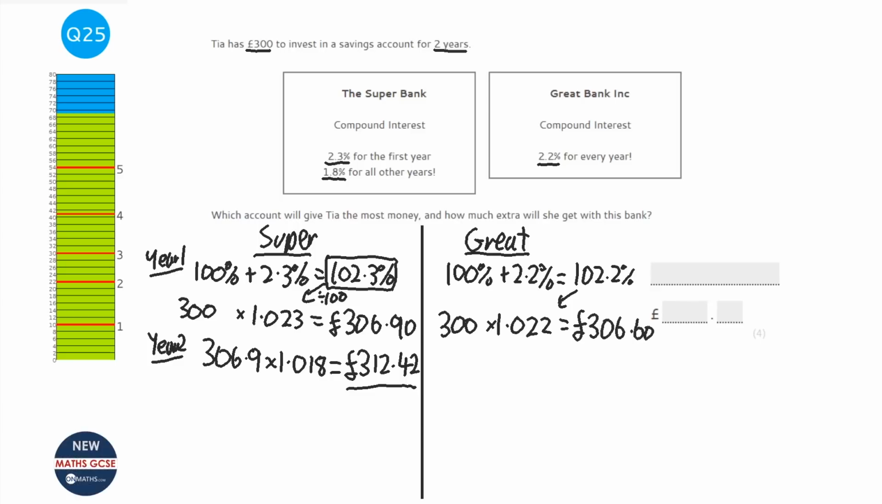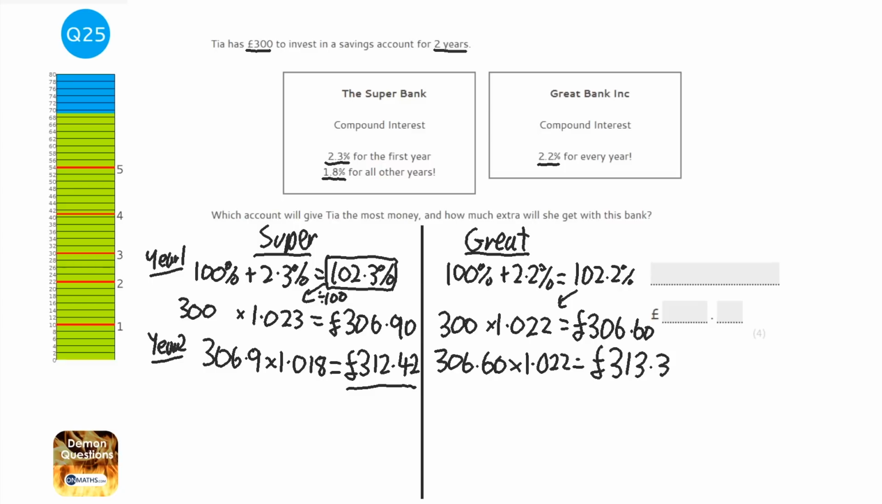£306.60. Then I'm going to times that again by 1.022. So times 1.022, and this time I get 313.34. Ooh, actually, that would be 35 if I'm rounding it to the nearest penny.